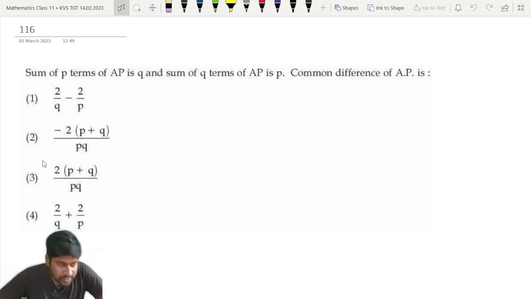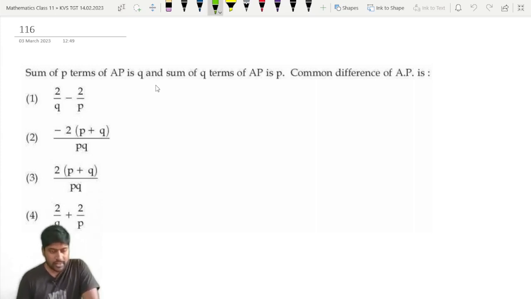Now let's see question number 116. What it is saying: the sum of P terms of an AP is equal to Q and the sum of Q terms of the AP is equal to P. Then what will be the common difference?